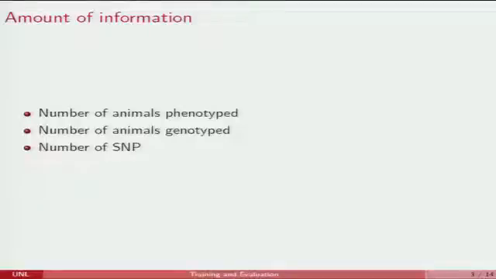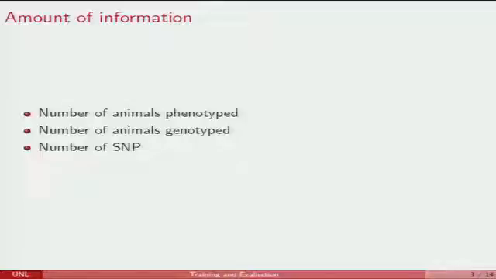Those were the sources of information. What's really important is how much information we have, and we can break that up into three things at a very basic level. The amount of information depends on the number of animals we collect phenotypes on. For some traits that's fairly easy and we collect a lot. For some of the more novel traits, we collect less information.